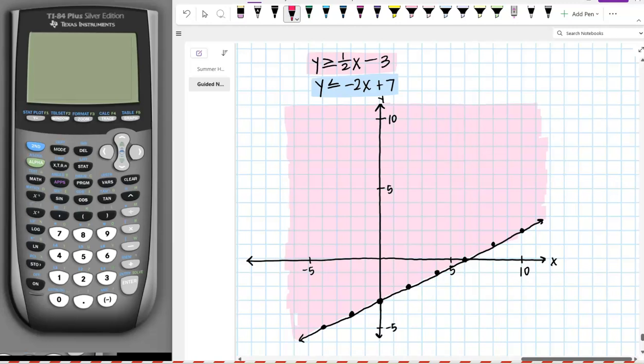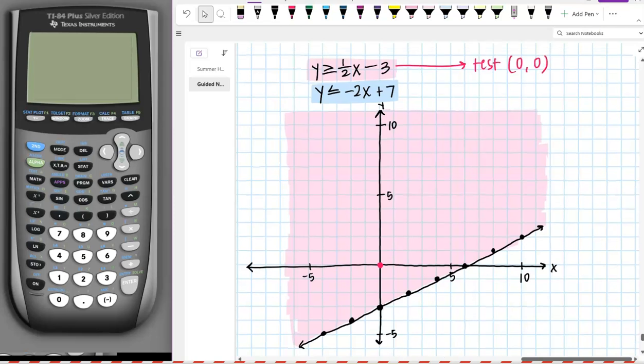Let's say you couldn't figure out whether you should be shading on this side of the line that we did or on the other side of the line. What you can always do is test a point that's not on the line. So this one, I would always use 0, 0 unless it's a point on the line. This one doesn't have 0, 0 as a point on the line. So you could test the point 0, 0.